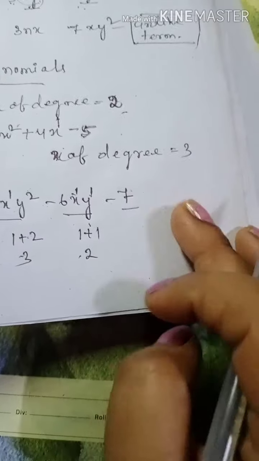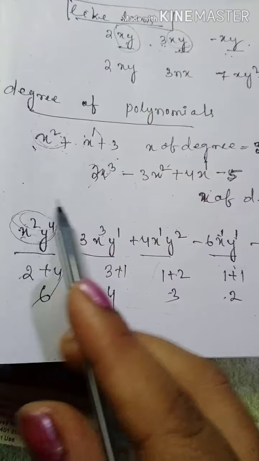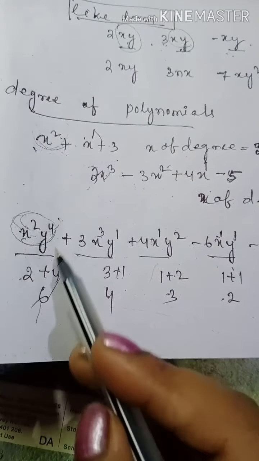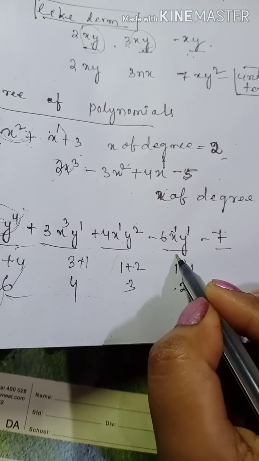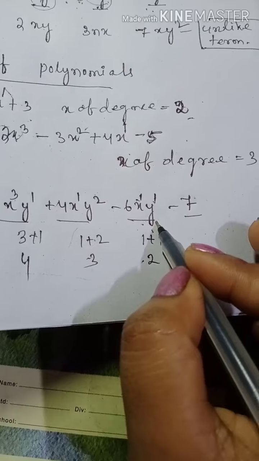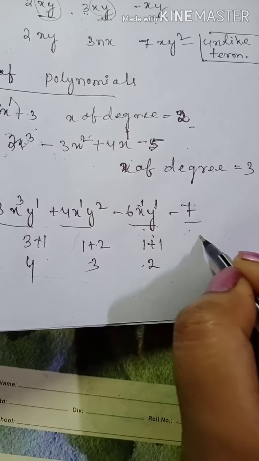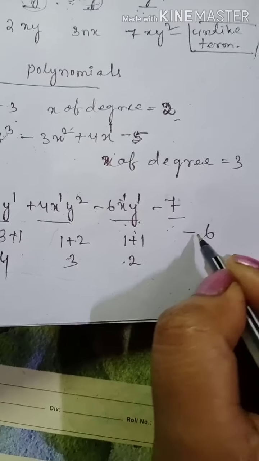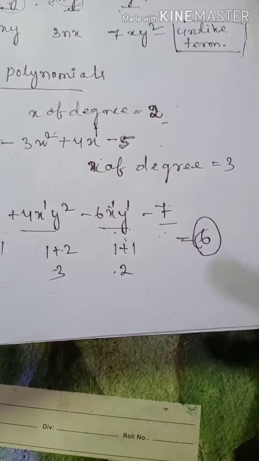Clear? And this is the constant value. Leave it. Now which term has the highest power? This term. So its degree is 6, for an algebraic expression which is a polynomial having two or more variables. Okay, what is its degree? It is 6.